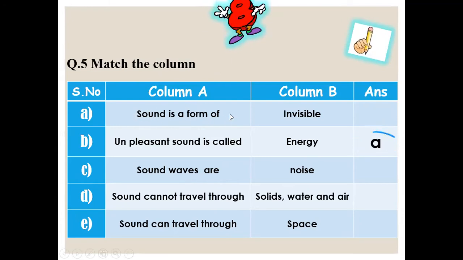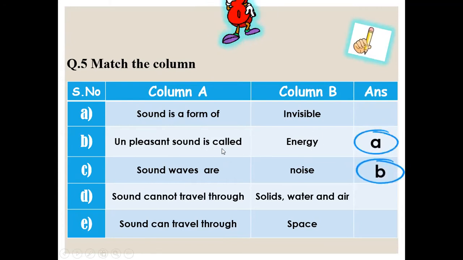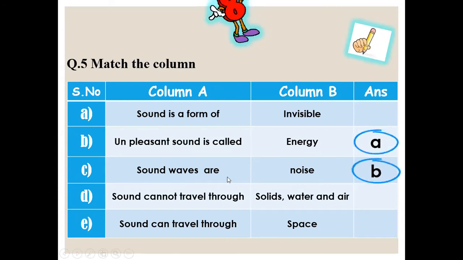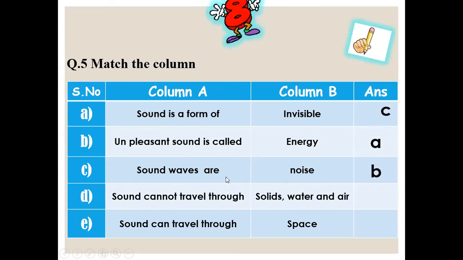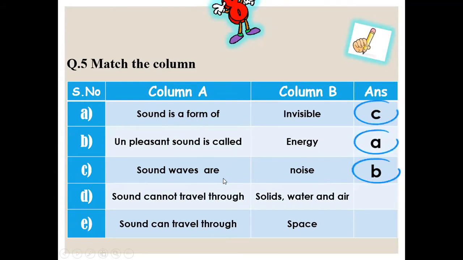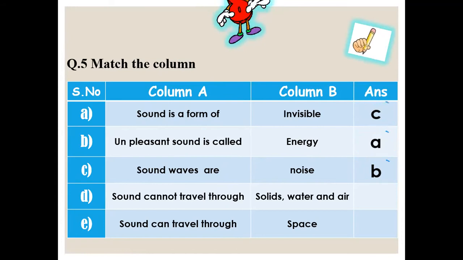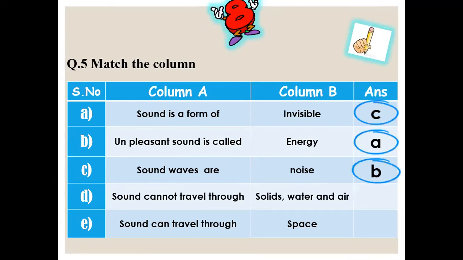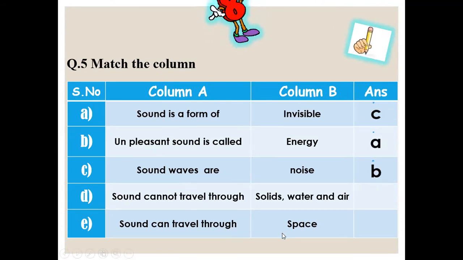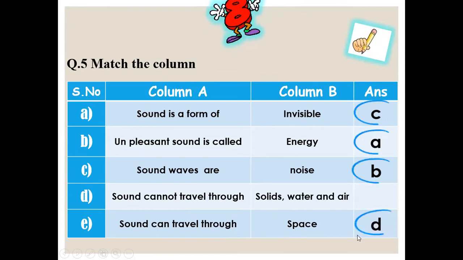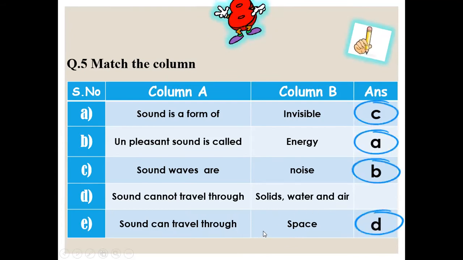First one, sound is a form of energy. Unpleasant sound is called noise. Sound waves are invisible. We cannot see them unless we make them visible, like inside water, like the ripples formed by tuning forks. That is how we can see the waves. We cannot actually see the sound. Sound cannot travel through space because in space there is no air. Sound can travel through solids, liquids like water, and air.